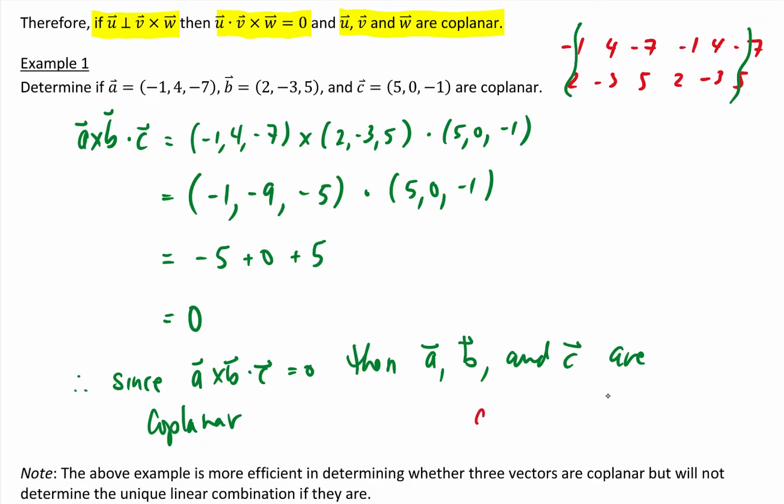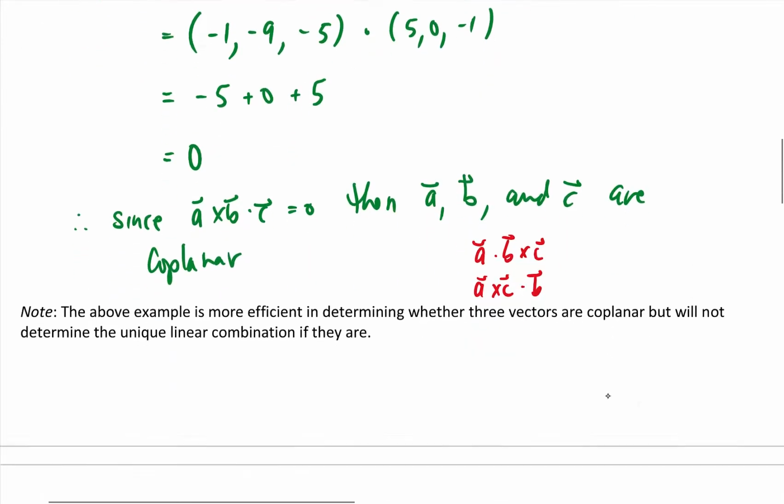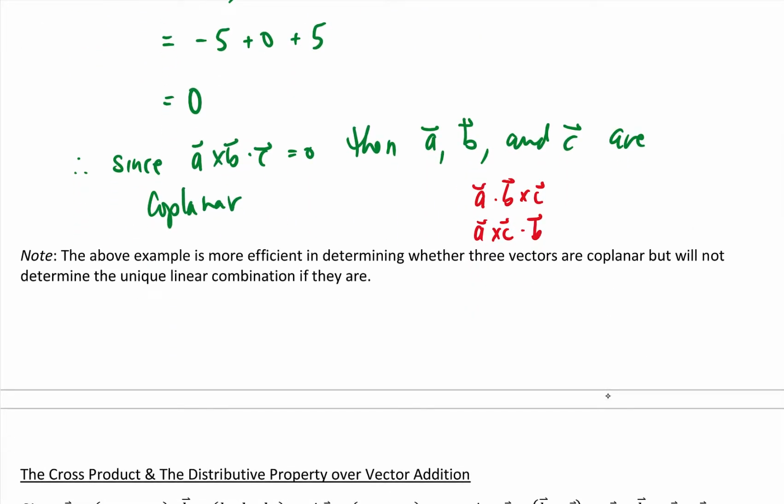We could have also proven this by doing a dot b cross c, and again starting with the cross product, then dotting. Or we could have also done a cross c dotted with b. Any combination of a, b, and c crossed and dotted should give us 0 if they are coplanar. So again, this is a more efficient way for determining whether three vectors are coplanar, but it will not determine the linear combination. So if it asks for the linear combination, we need to go back to our previous method. For example, take this linear combination and solve for k and l.